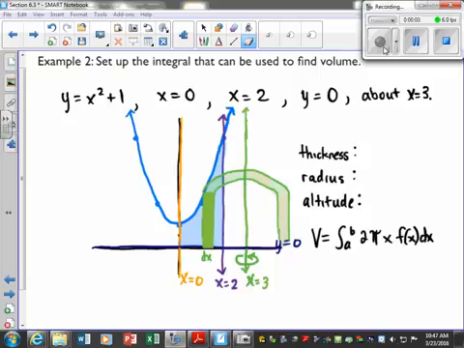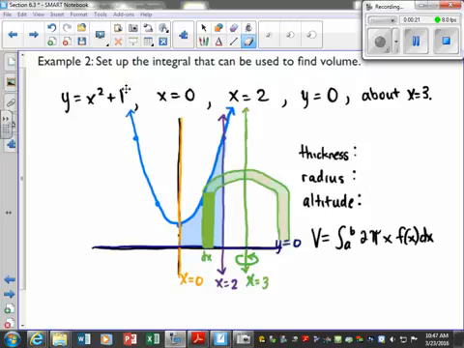Okay, so just hang in there with the radius stuff, and as we do a little bit more, hopefully you'll become more familiar with it, and it'll be less painful. So let's look at number 2. Just set up the integral that can be used to find volume. So we're not going to work this one all the way out. We're just going to set it up.